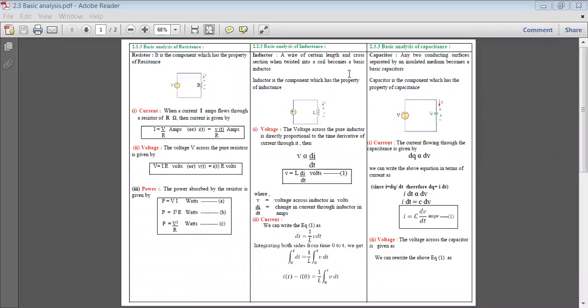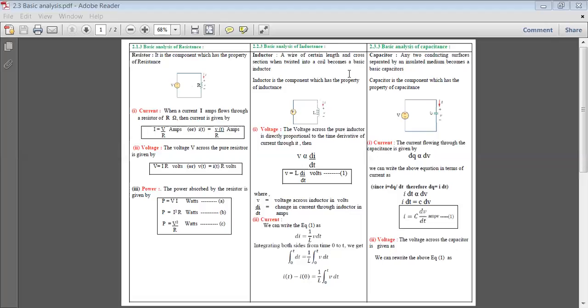Now we are going for the basic analysis of an inductance. A wire of certain length and cross-section, when twisted into a coil, becomes a basic inductor. We have already discussed this topic. Once again, I want to repeat the formulas related to inductance.